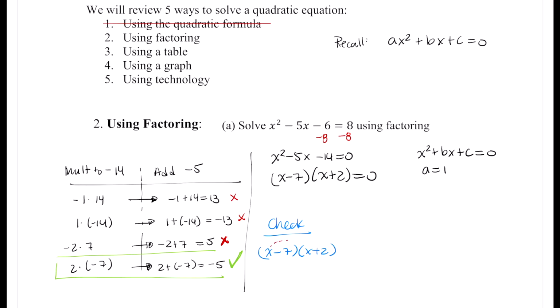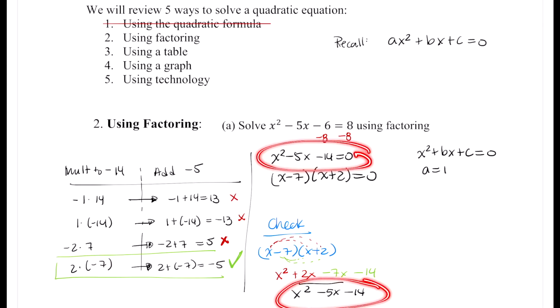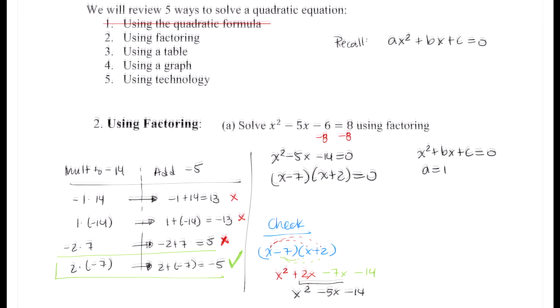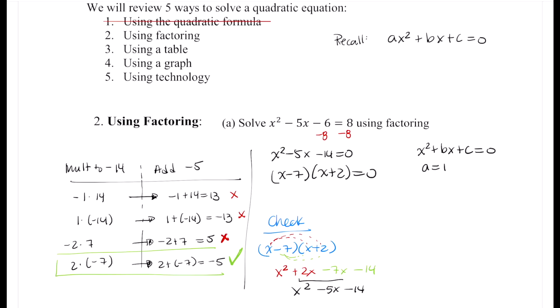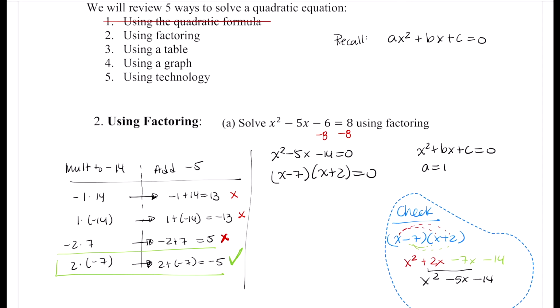So we start with x times x is x squared. x times 2 is 2x. Negative 7 times x is minus 7x, and negative 7 times 2 is minus 14. And now we can combine our like terms in the middle to get negative 5x. And of course the x squared and the negative 14 didn't change, and we're done. This matches the original, so we know we've indeed correctly factored this. Now that we've checked our work, let's finish solving this since we are not done. And actually, I'm going to move this check right over there.